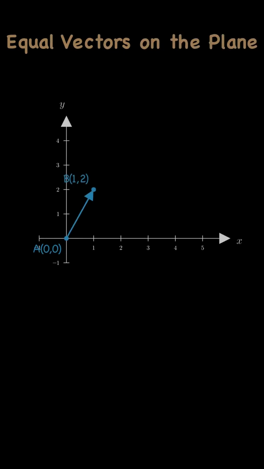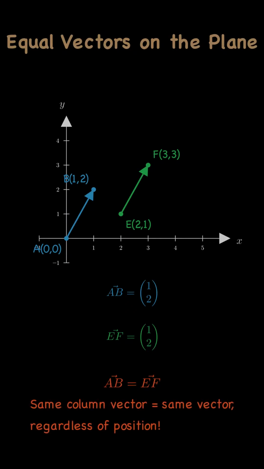Suppose we have point A at the origin, (0, 0), and B at (1, 2). Then vector AB equals the column vector (1, 2). Now suppose E is at (2, 1), and F is at (3, 3). Then vector EF also equals the column vector (1, 2). Notice, vector AB equals vector EF. Even though they start from different points, they have the same column vector. This confirms that vectors with the same magnitude and direction are equal, regardless of position.